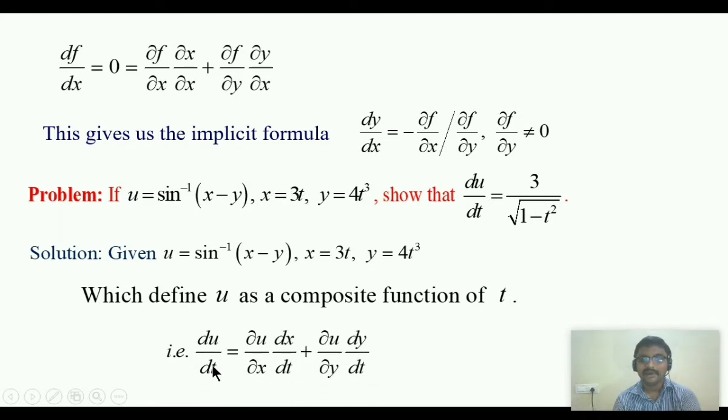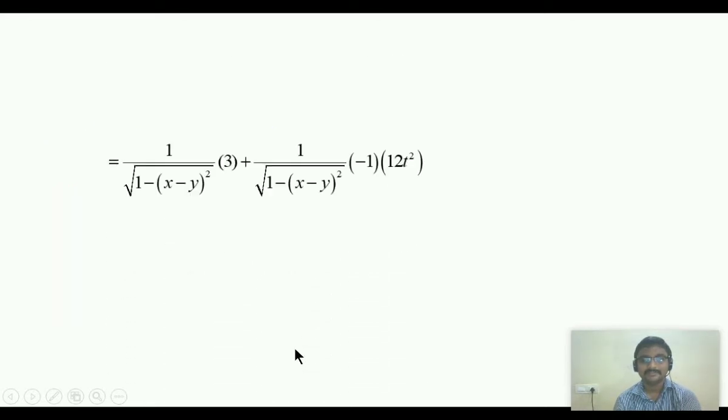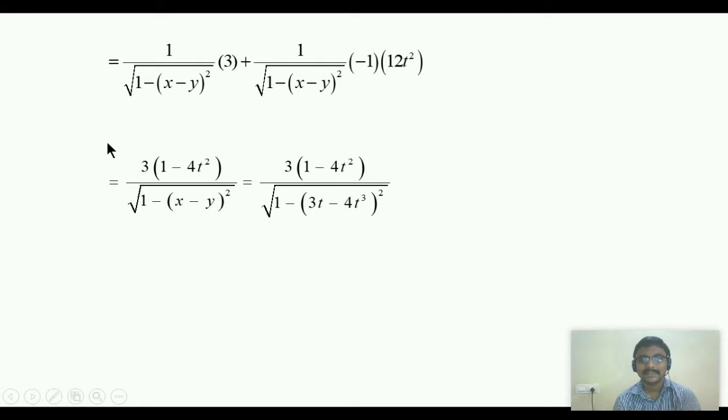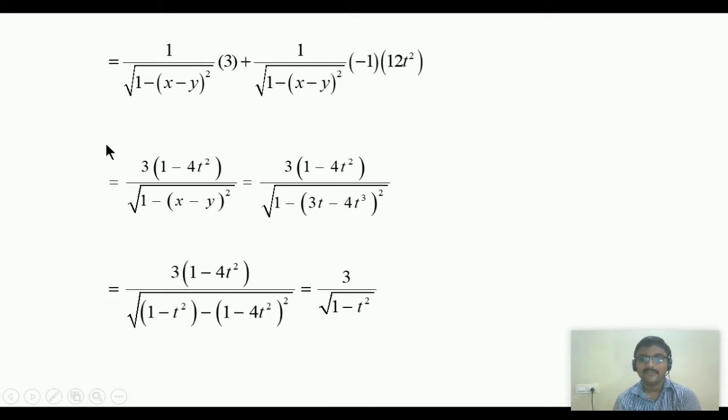Now we have the formula du by dt is dou u by dou x into dx by dt plus dou u by dou y into dy by dt, which was already discussed in the definition. Now substituting the partial derivative values in this equation, we will get the expression like this. On simplifying, we will get 3 by root of 1 minus t square. It is the required value of du by dt, that is, du by dt is given by 3 by root of 1 minus t square.